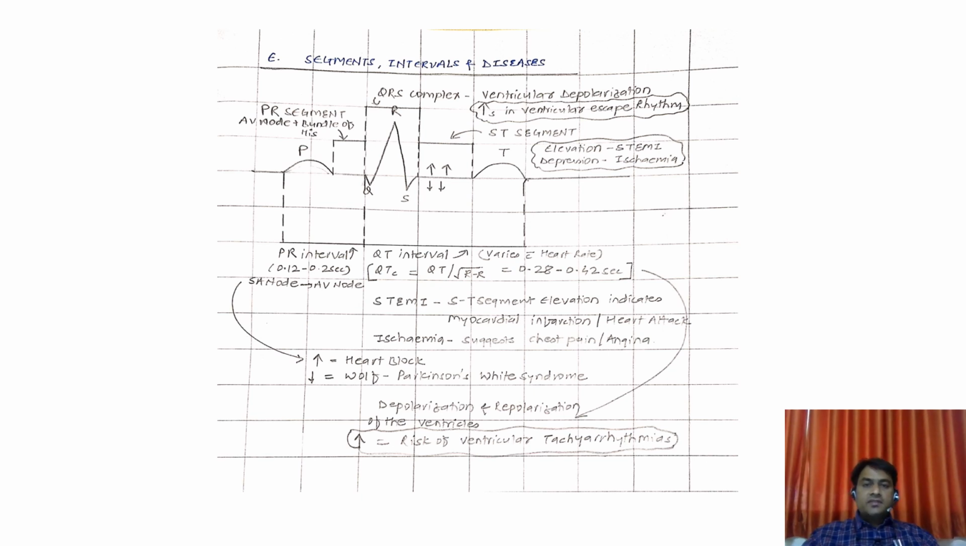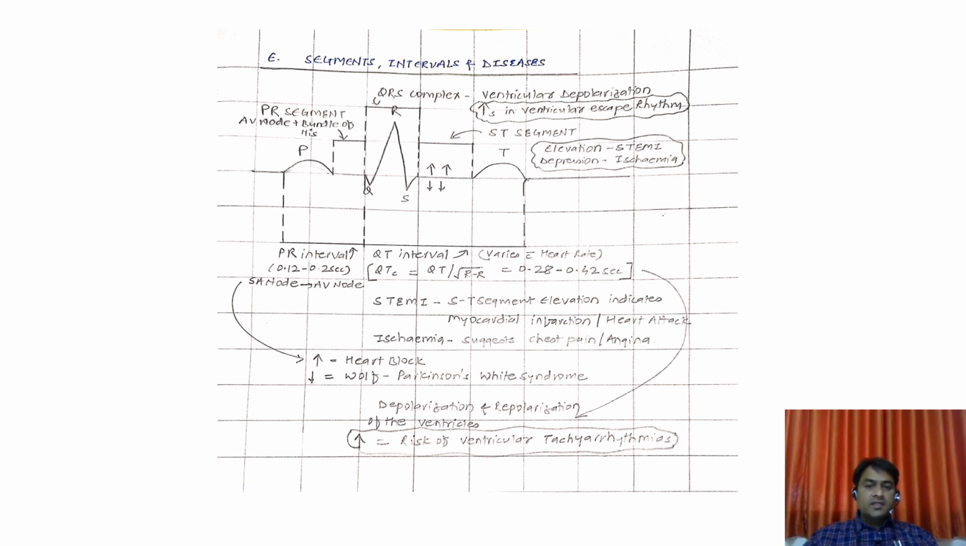So you see the different segments, intervals and diseases. Segments: PR segment. PR segment is the time from atrial depolarization to conduction of the impulse into the bundle of His. It is measured from the starting of the P wave to the starting of the QRS complex. Normally it is 0.12 to 0.20 seconds.